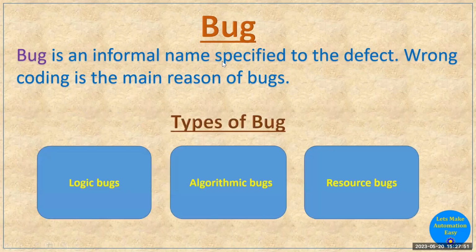If you talk about the types of bugs, there can be logical bugs, where your algorithm is not proper, that's why bugs are there. And whatever resources the developers use may not be appropriate, and that's why there is a bug.